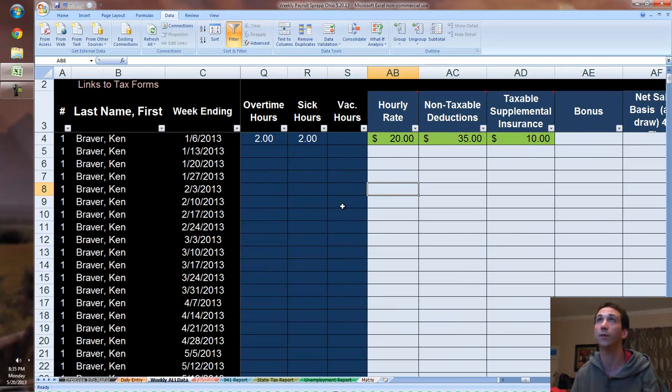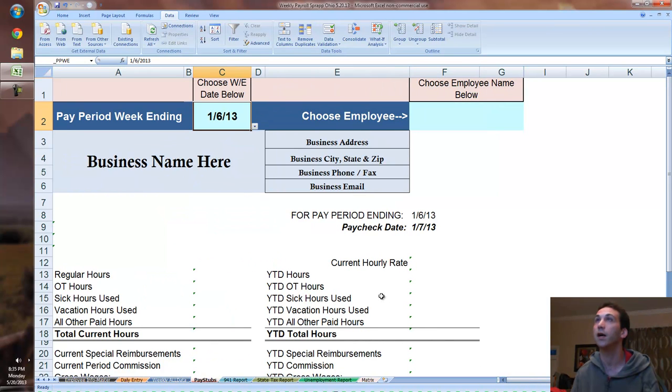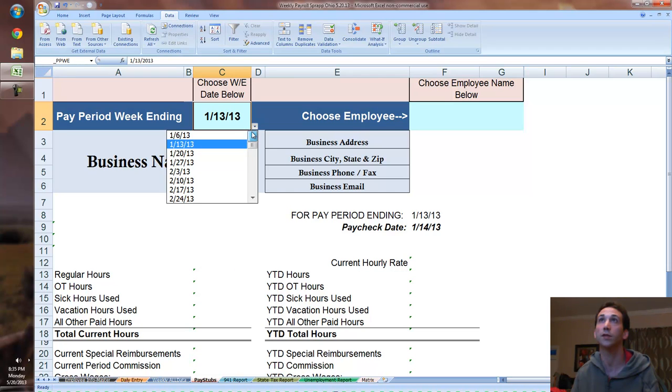Okay, so we've done all our weekly data. Now we can go to our pay stub, and on the pay stub there are two areas where you need to do something. One here is the pay period week ending. What pay period are we looking at? You can simply choose it.